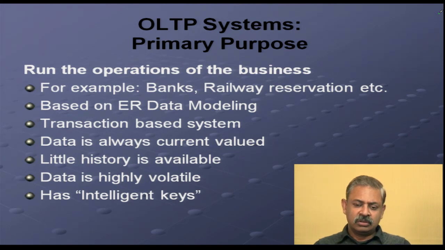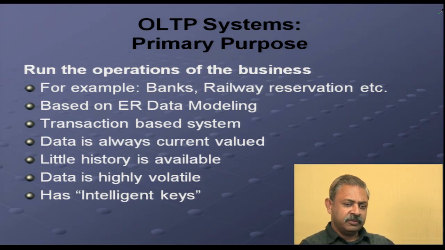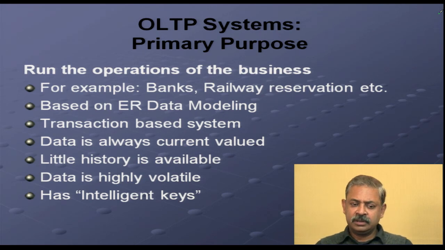They are also called online transaction processing systems, OLTP systems, and they basically run the operations of the business, for example banks, railway reservations, etc. It is based on ER data modeling. I'm sure you've done a course on databases, so you would be familiar with entity relationship modeling. It is a transaction-based system, the data is always current valued, and little historical data is available.